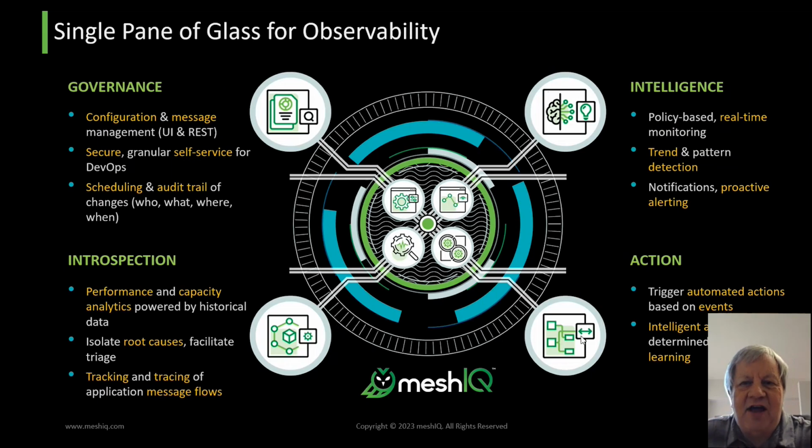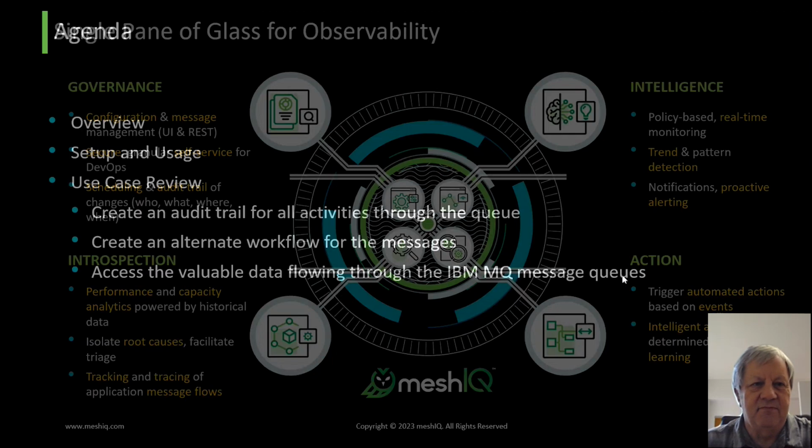The mesh in meshIQ allows us a lot of different angles, and I'm actually going to use several of these today as we go through and demonstrate how streaming queues work. You'll see us using facilities from our governance, our intelligence, and introspection, as well as the ability to take actions within the mesh. So we will demonstrate a bit of all of these today.